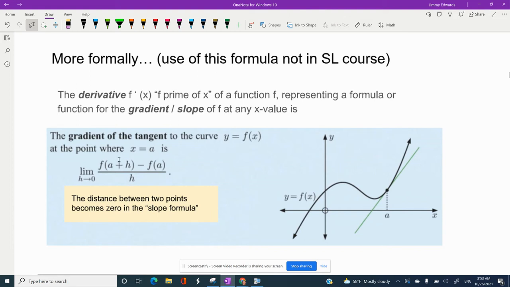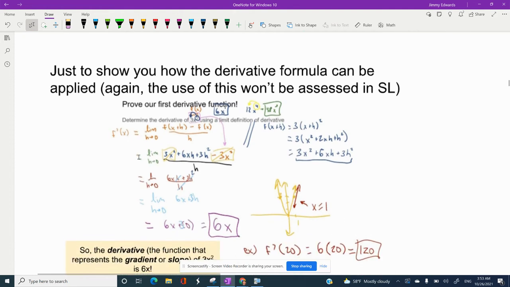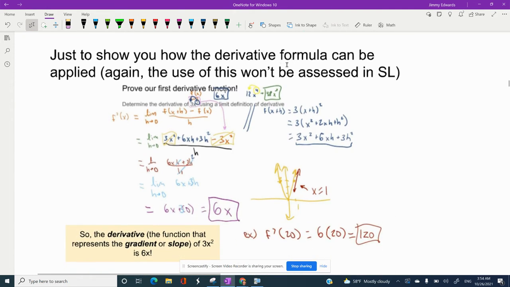This kind of looks like f of b minus f of a all over b minus a, which we're now calling just h, which basically represents that we have the slope formula here, but we don't have 2 points anymore. We only have 1 point. Now, the technical application of this is outside of the scope of the SL course, but if you're interested, just so that you're aware of how this derivative formula can be applied, again, don't get scared by this. We don't do this in the SL course.